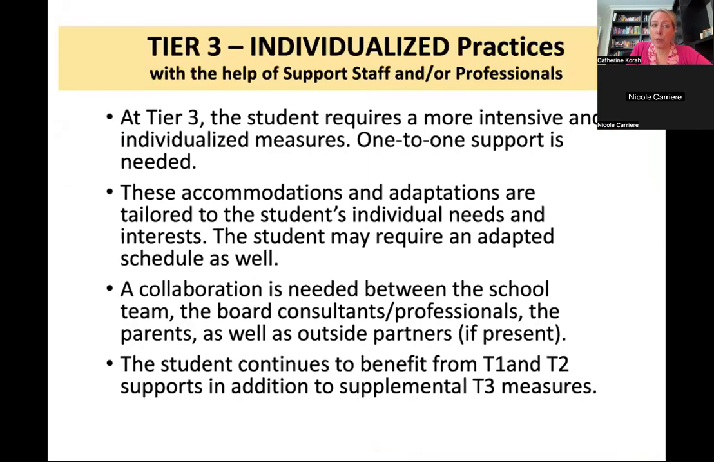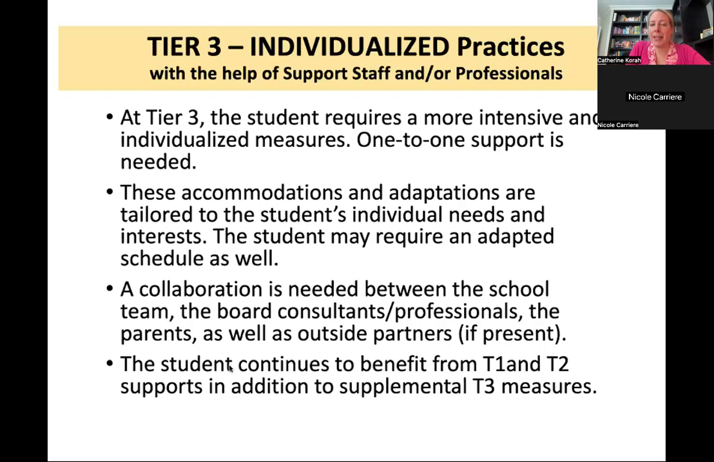And then again, in tier 3, we are looking at more intensive and individualized measures. And these are done mostly one-to-one at this point. And again, we are adapting and tailoring those to the student's individual needs and interest. And a student may require an adapted schedule as well. And so rather than trying to impose that they stay in the classroom all day, every day, and that they can't manage, that we try to find pockets of time where they will spend outside of the class. And they're still doing work, it's just that they're doing it not in class.